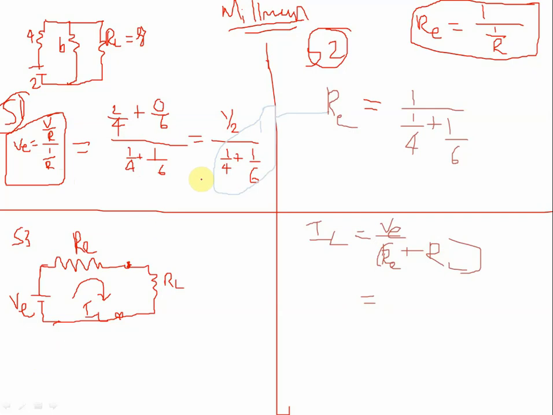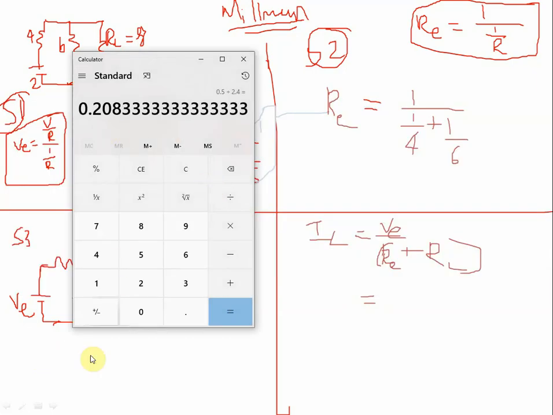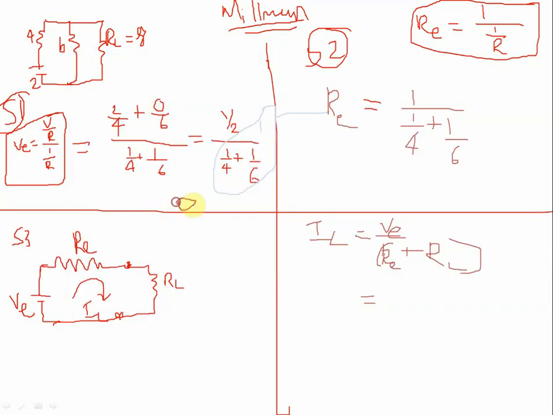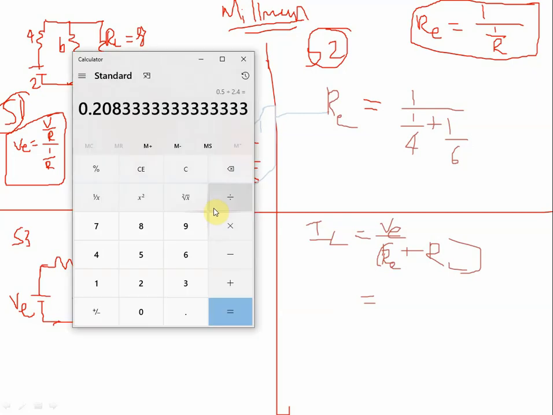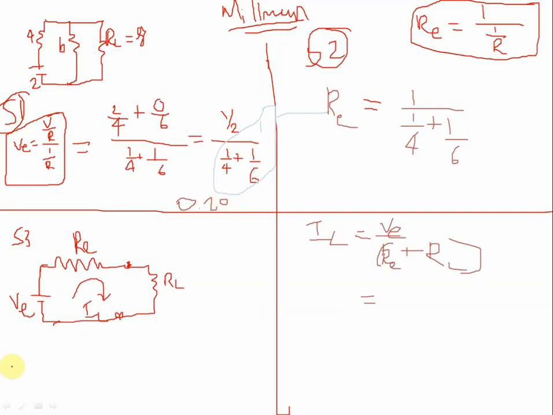What is the VE? VE is 0.20. Substitute here: this is VE, 0.20, divided by RE. What is RE? RE is 2.4. Substitute in the formula: 2.4 plus the load.